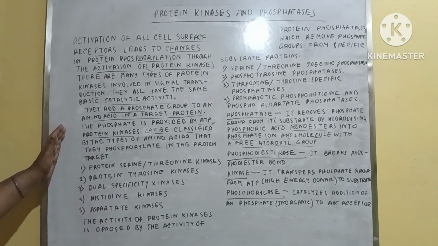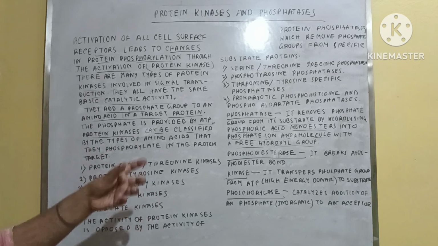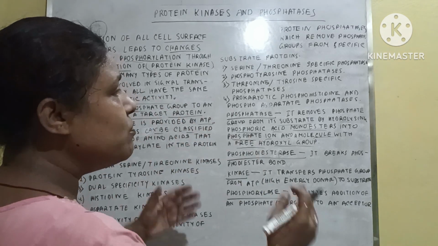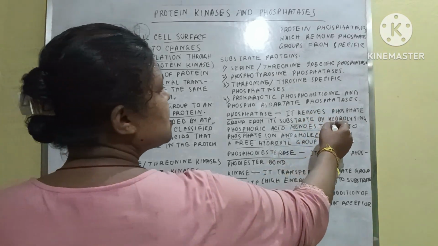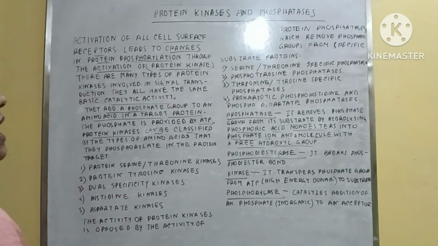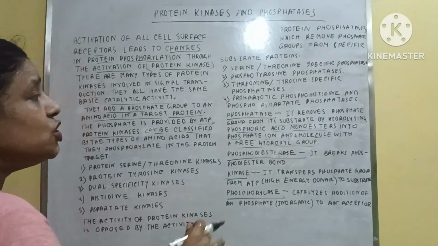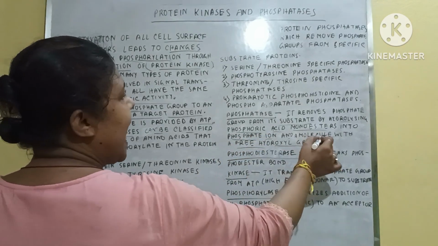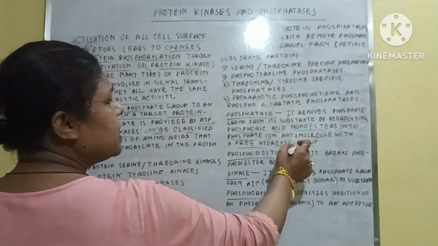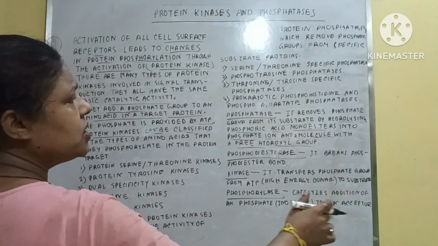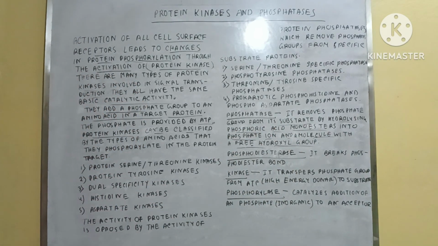So here kinase adds the phosphate group to a substrate molecule, and that is provided by ATP, but in the case of phosphatase they remove the phosphate group from a substrate. It is possible by the process of hydrolysis. And here the hydrolysis of what? Phosphoric acid monoesters into what? Into a phosphate ion and a molecule with a hydroxyl group. So a phosphate ion and a hydroxyl group are formed from the hydrolysis of phosphoric acid monoesters.